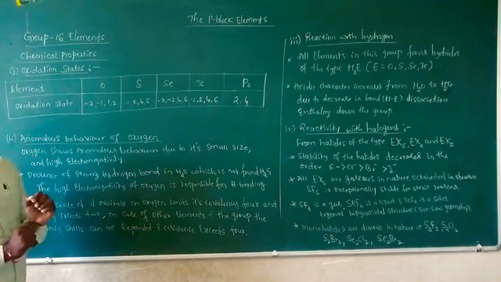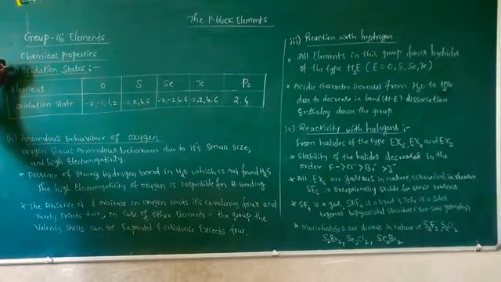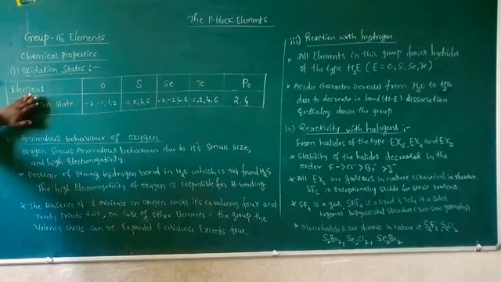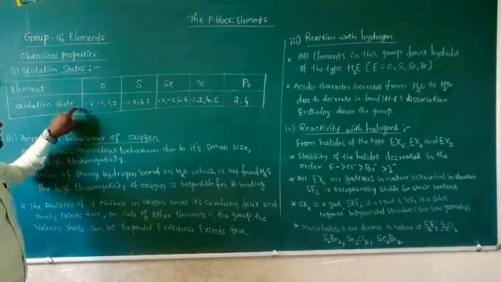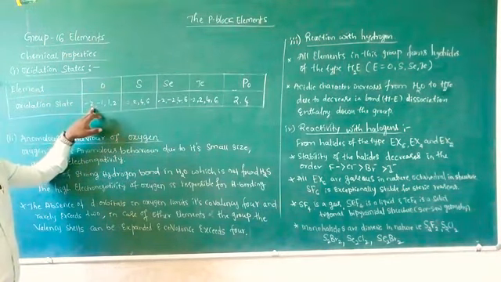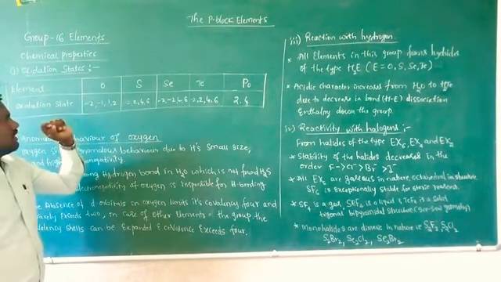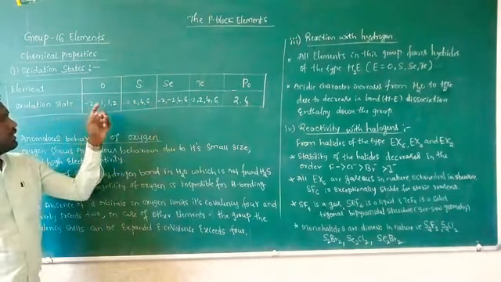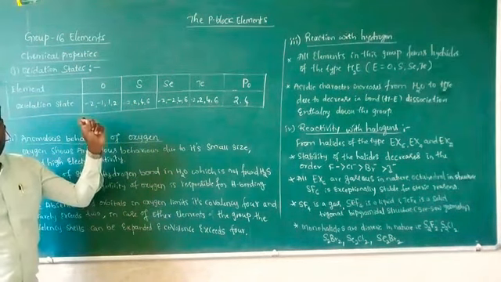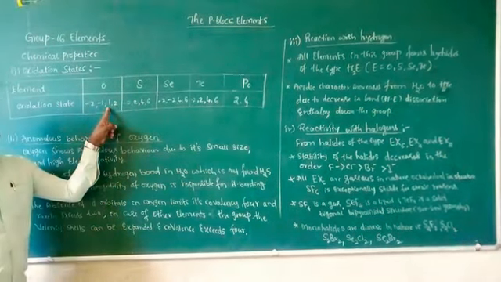After the physical properties, now the chemical properties of group 16 elements: oxygen, sulfur, selenium, tellurium, and polonium. First one, oxidation state. The oxidation states of oxygen are -2, -1, +1 and +2. The common oxidation state for oxygen is -2 in oxides, -1 in peroxides, and the fractional state in superoxides.